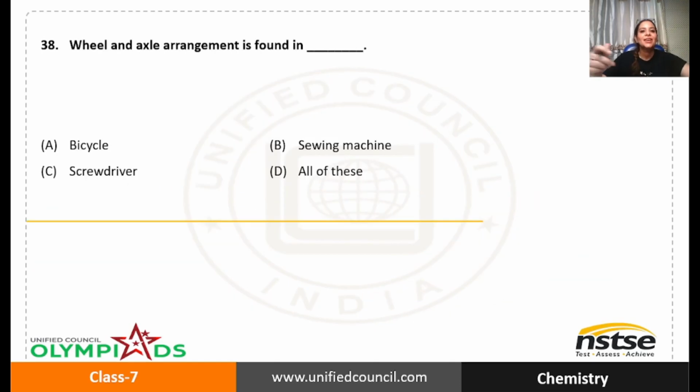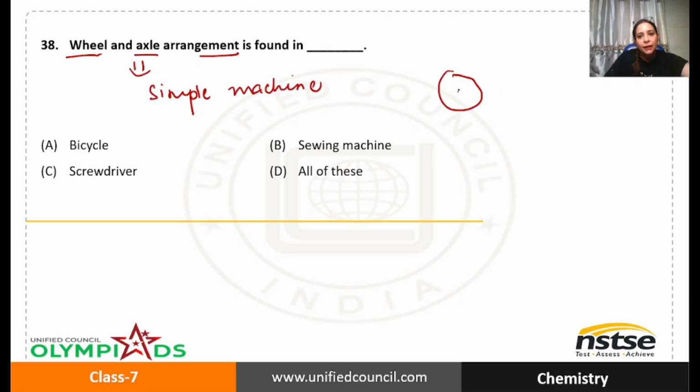Next question. Wheel and axle arrangement is found in, we have options: bicycle, sewing machine, screwdriver, or all of these. Now when I talk about wheel and axle arrangement, it is basically one of the simple machines in which we have a wheel, and it has got a rod attached to it. So that is the wheel, and that rod can be called the axle.